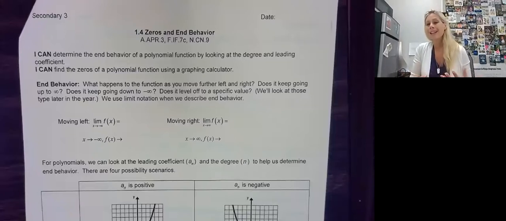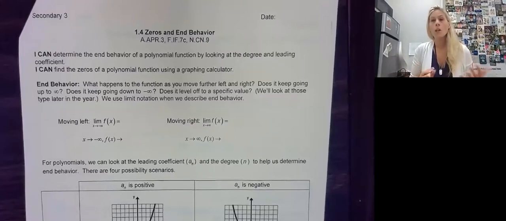And it's not exact. We're going to mess around with that, but these are different qualities that we can get by just looking at the polynomial. So let's talk about end behavior. It's exactly what it says. It's at the end. What is going on at the end of the polynomial? Of course, we know that a polynomial is going to go on forever, but in what direction, right?